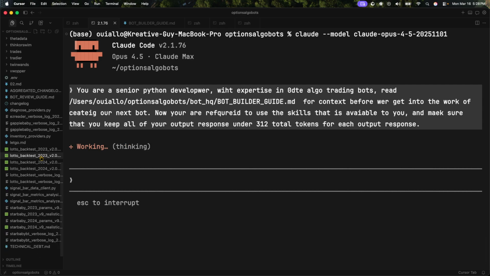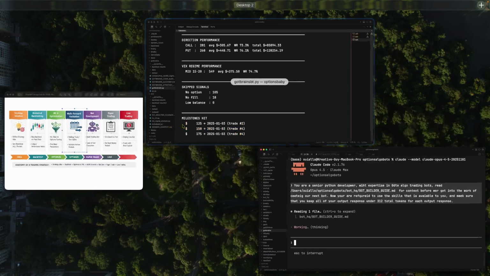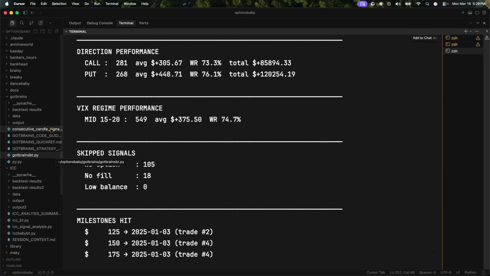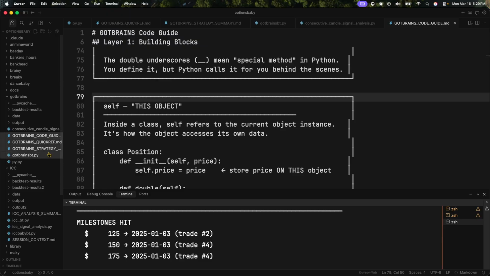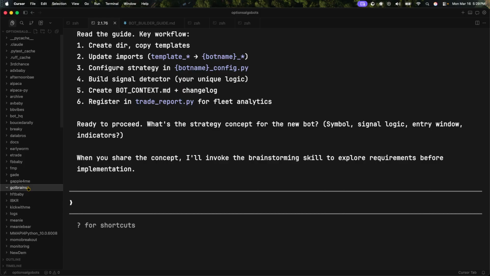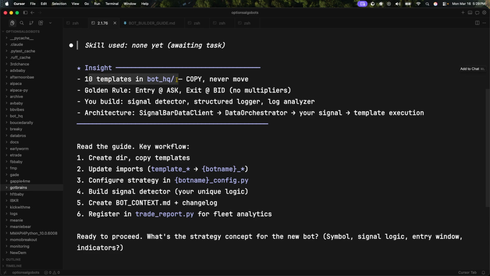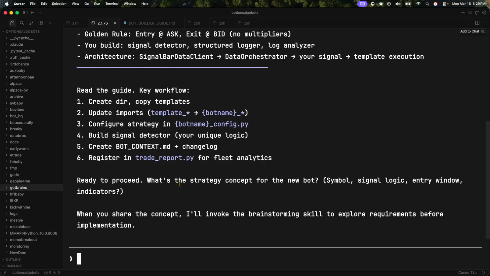Beautiful. Now, I need to create GotBrains. Let me copy all this, it's not going to hurt. Let me copy you from you, and then copy GotBrains. All right, skills used: none yet, awaiting tasks. Okay, we have 10 templates, copy, never move, golden checkout rule. All right, beautiful, proceed. What's your strategy?